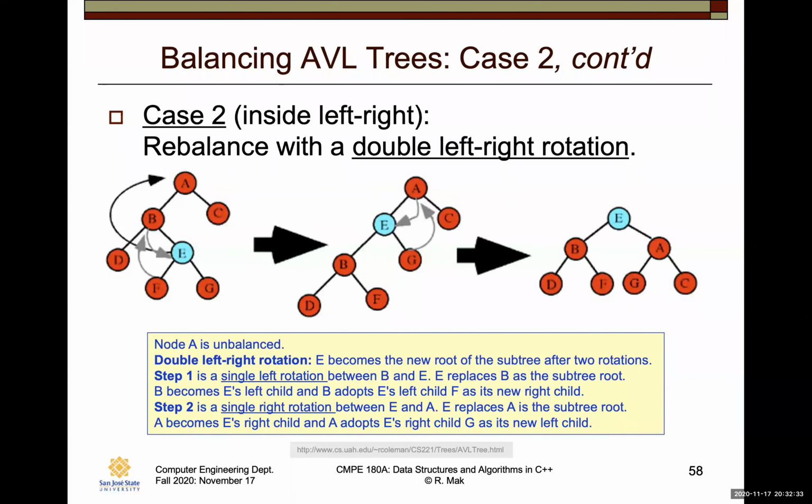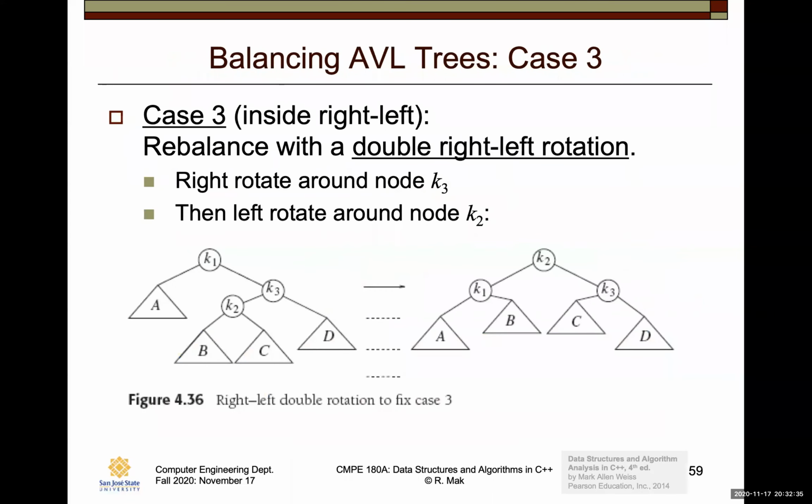Okay, now case 3 is the inside right-left, which is the mirror of case 2. And so we have to do a right rotation around K3. Okay, that puts K2 up here. And then we do a left rotation around K2, and K2 ends up there. And now the tree is balanced again.